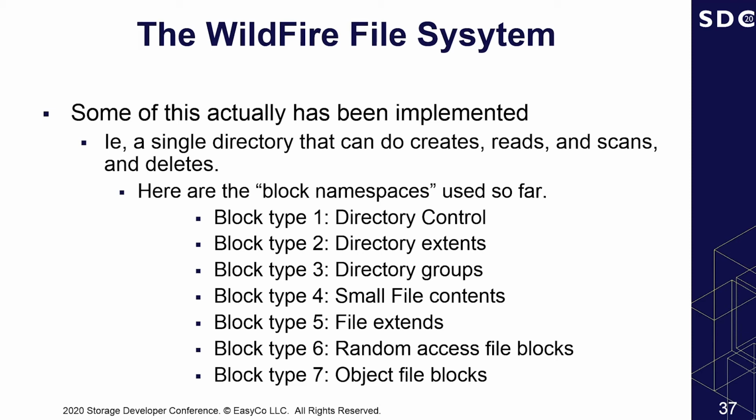The underlying storage layer uses a number of block types. Because it is easy to build multiple storage namespaces, we can have separate names for directory control blocks, directory extent lists, groups, file contents, file extent lists, and file random I/O blocks.